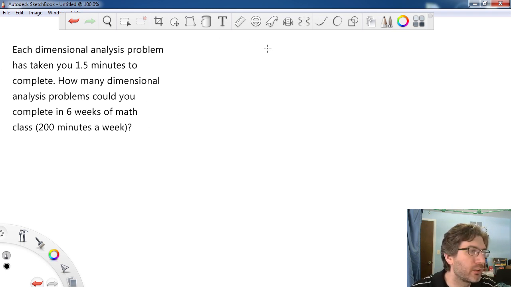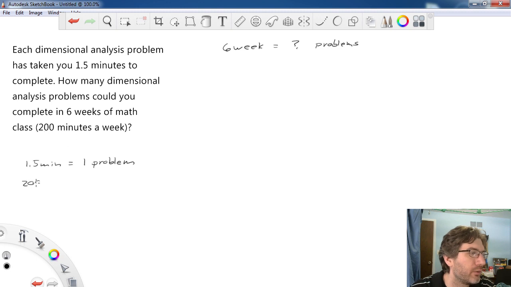Again, I'm more concerned about you setting it up than getting the answer right now, but we will do both. Each dimensional analysis problem has taken you 1.5 minutes to complete. So I know 1.5 minutes is equal to one problem. How many problems can you complete in 6 weeks? So I want to know 6 weeks equals how many problems? That's the question. And it also tells me that 200 minutes equals 1 week.